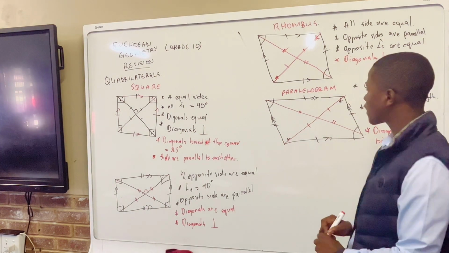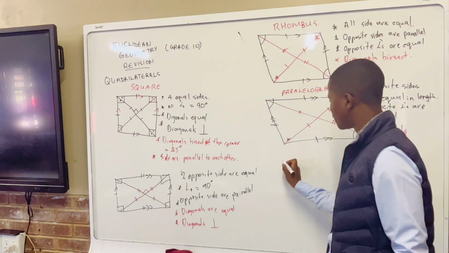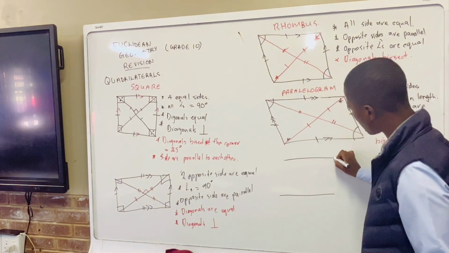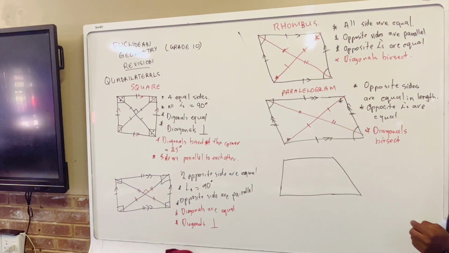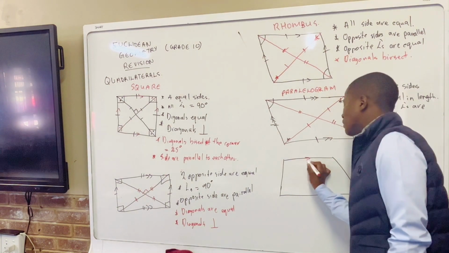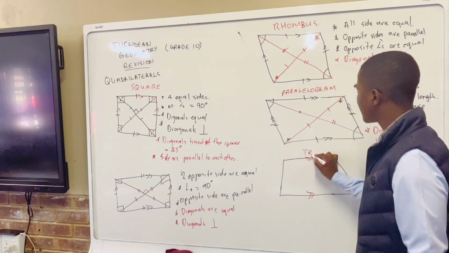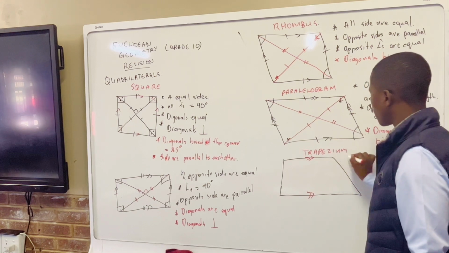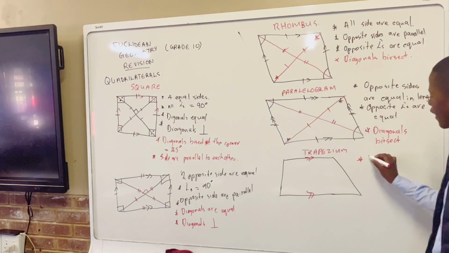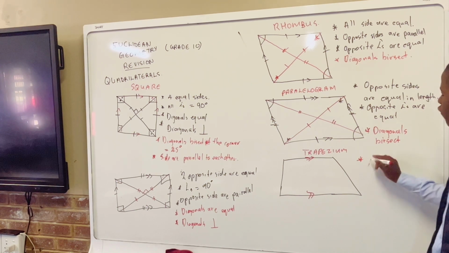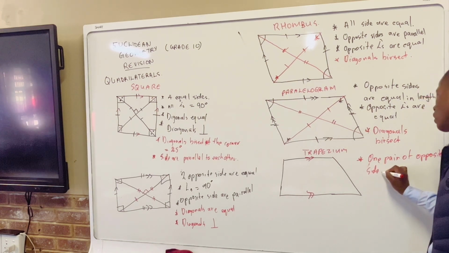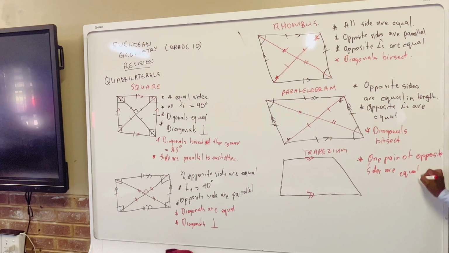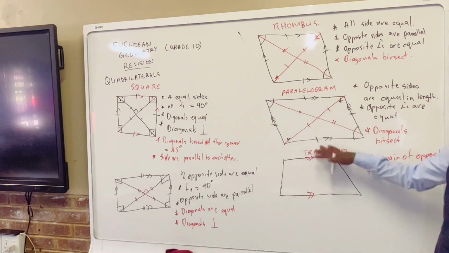Now let's move swiftly along to our different shape. Now let's look at your trapezium. Let's say you are given your trapezium. From what you have learned, your trapezium basically has these characteristics: one pair of opposite sides are going to be equal when it comes to your trapezium.